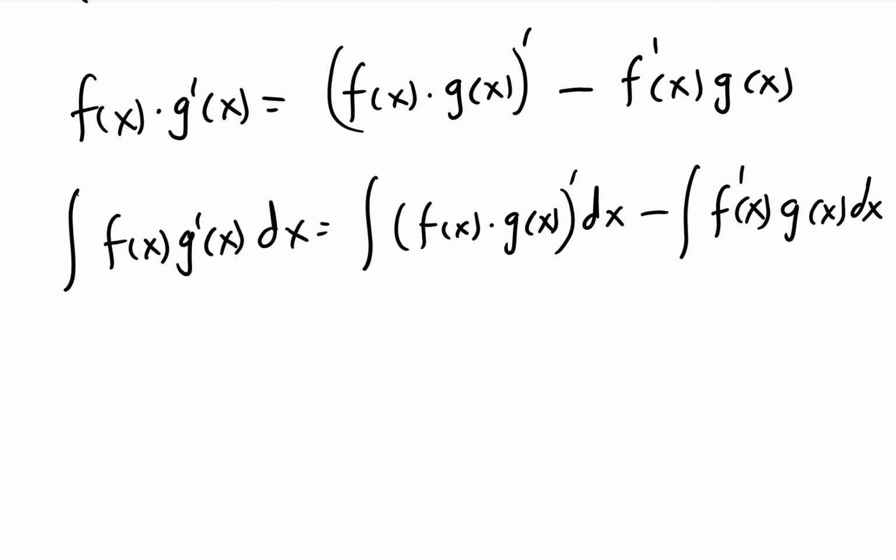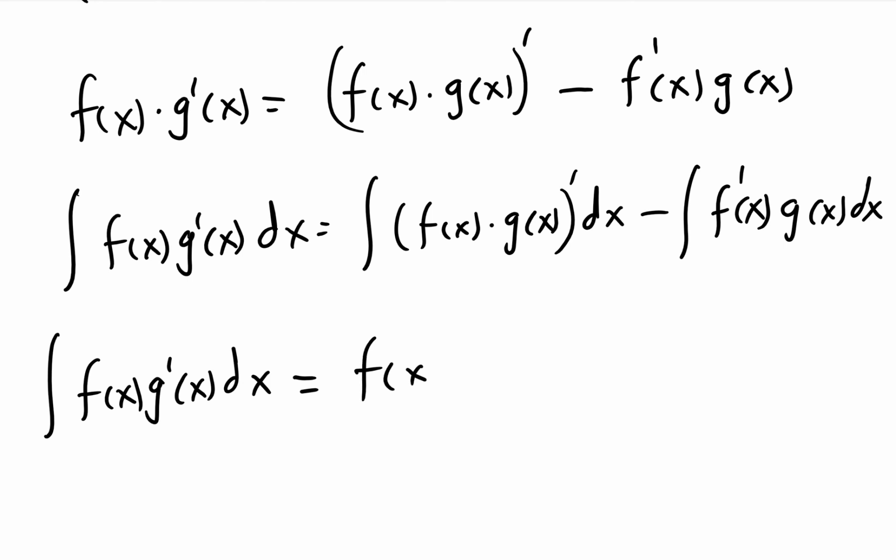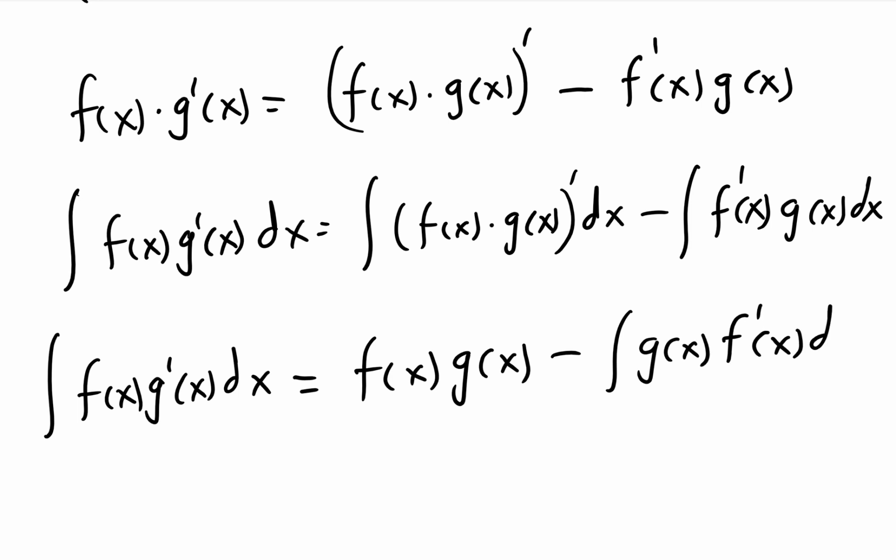The one on the left side, nothing can be done for that. Just keep it as is for now. On the right side, the integral will cancel the derivative. So that will give me f of x, g of x, minus, usually we put the g of x first, we can rearrange it, the integral of g of x f prime of x dx.